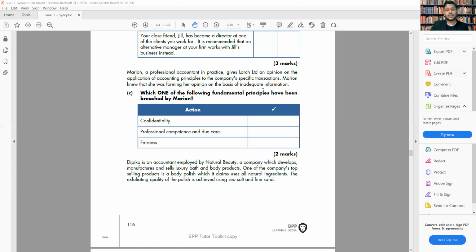So always remember this links with professional competence and due care. For any reason, if we believe we cannot give quality service to the client because I don't have enough resources, enough experience, enough skill, or enough time to carry out the work, that always comes under professional competence and due care. So without having enough information, if we give an opinion, that will be a breach of one of the fundamental principles of ethics, and that will be professional competence and due care. All right, let's move to the next one.